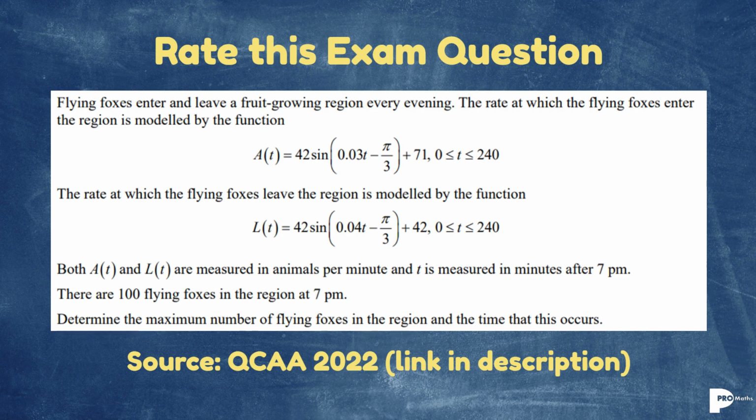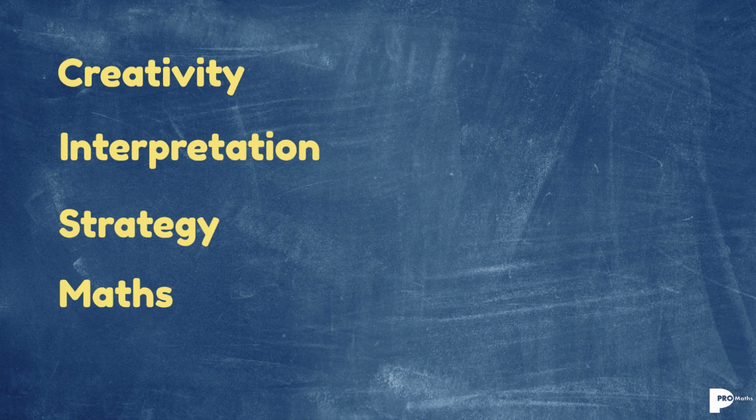Okay, here's the question. So we're going to rate this out of 10 in terms of overall difficulty. We'll solve it ourselves first, and then we'll rate it in 4 categories before giving it a final score. The categories we've come up with are creativity, how unusual and cool is it; interpretation, how much is there to read and translate to maths; strategy, how tricky are the strategies required to solve it; and maths involved, how hard is the actual mathematics in the problem.